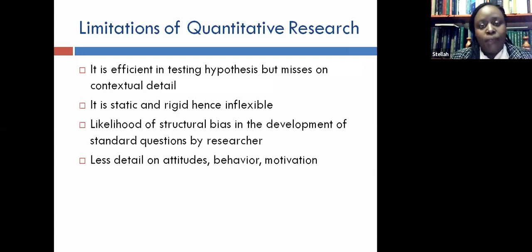The second one, quantitative is quite rigid. Like we said, you normally follow some standards. You normally follow a certain system when you're conducting quantitative research. You don't have the chance to play around with your research, your questions, or your participants. So in this case, you have to follow the specific standards that you've established at the beginning of your study.